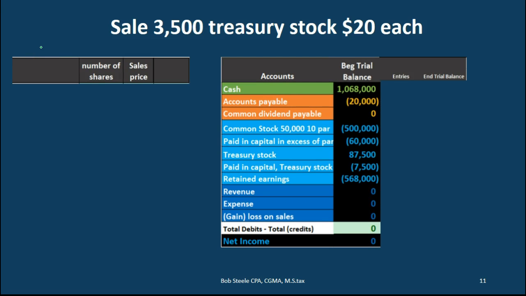Now we're going to sell the rest of the treasury stock. We're going to sell the remaining 3,500 shares, and this time we sold them for $20.